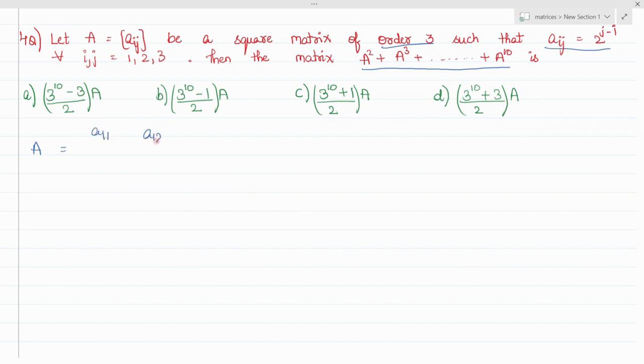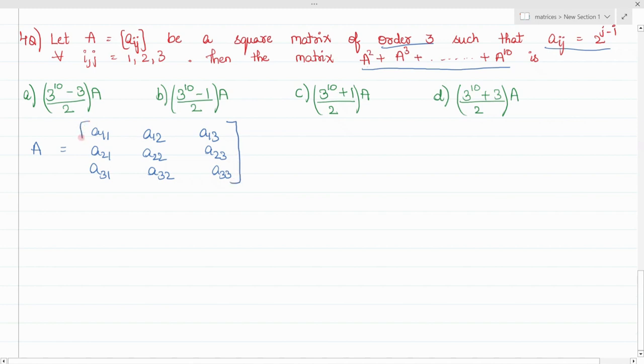A11, A12, A13, A21, A22, A23, A31, A32, and A33. Now, the condition is given for a_ij. Just put these values in i and j. We can find the matrix.